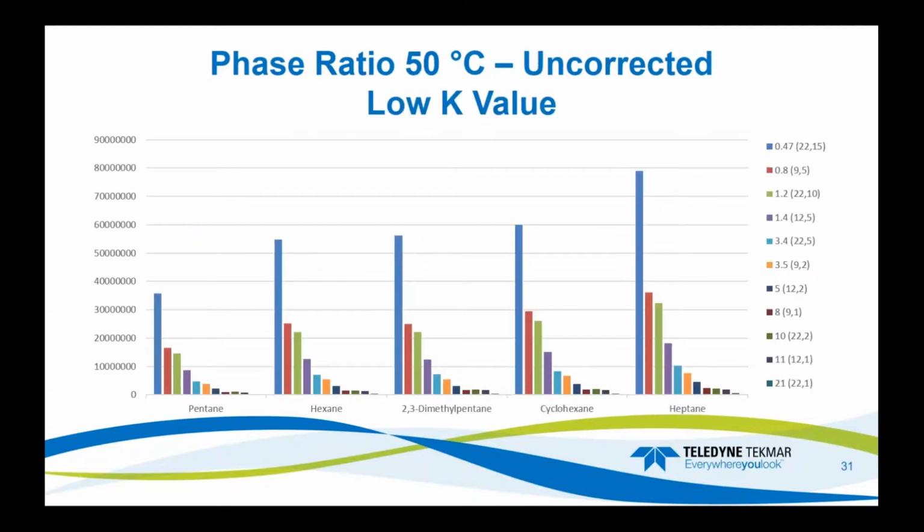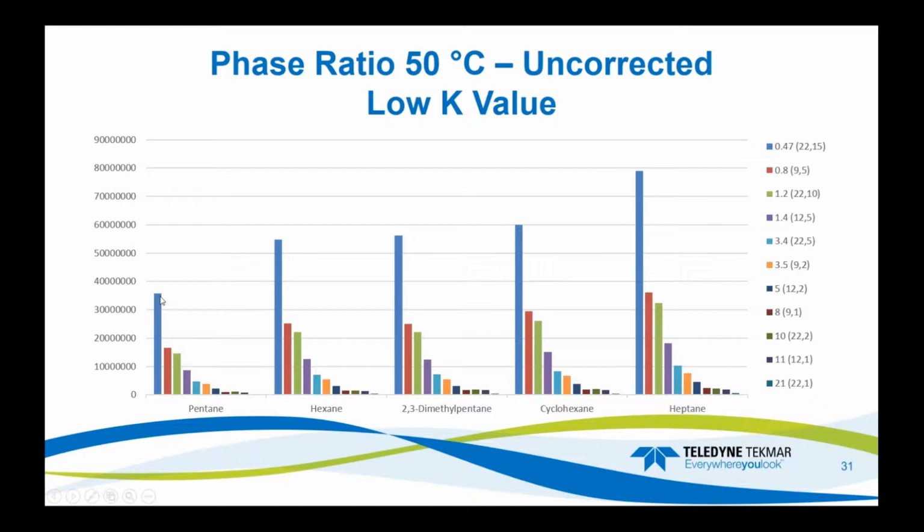So let's look at some of the different parameters. Separating these out and looking at phase ratio at 50 degrees for all these compounds, uncorrected. For the compounds that have a low K value, the pentane, the heptane, the dimethylpentane, cyclohexane, heptane, when we look at the phase ratios all the way from 0.4 down to 21, and I put over here the vial and the volume in the vial, you can see a significant difference in the phase ratios for these compounds that have a low K.